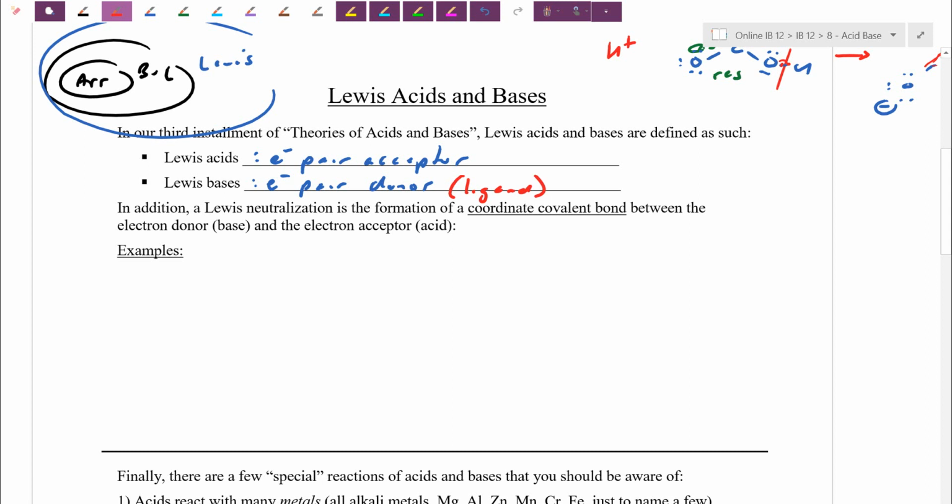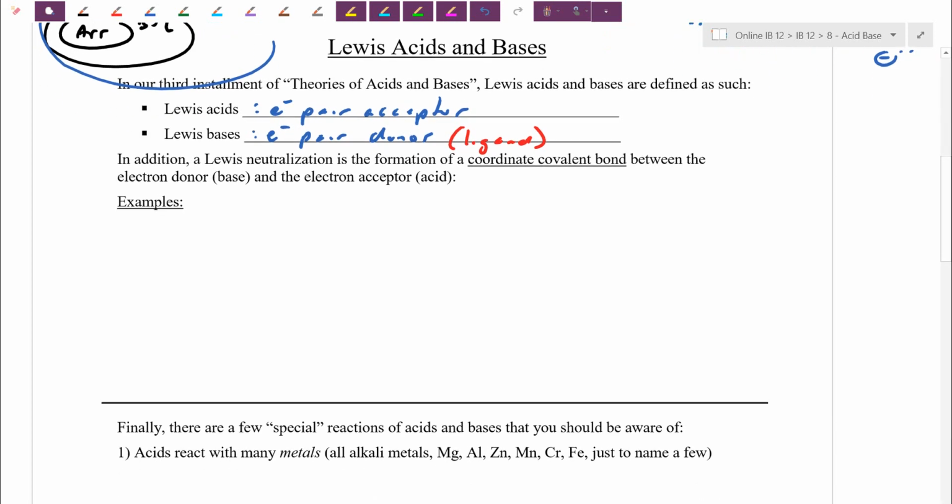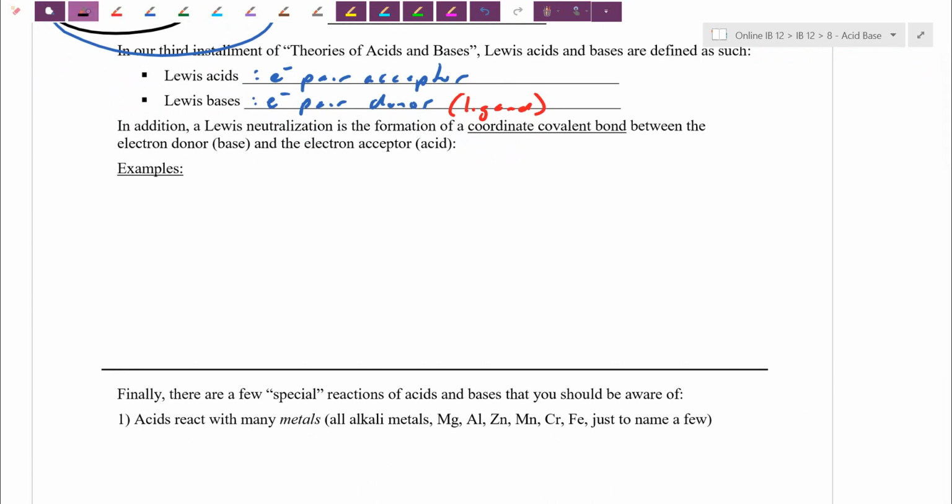All right, so let's see how this ends up working out here. A Lewis base is going to end up donating an electron pair. I'm going to give you a few examples of this. A Lewis neutralization always means an acid reacts with a base. All we're changing is which definition we're actually using. So we know ligands end up forming a coordinate bond. A coordinate bond is one in which both electrons come from one partner, from one neighbor.